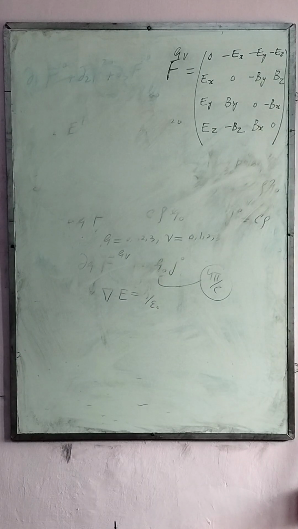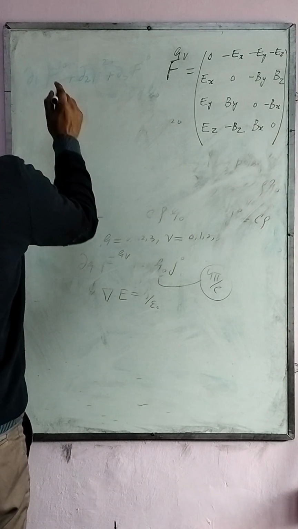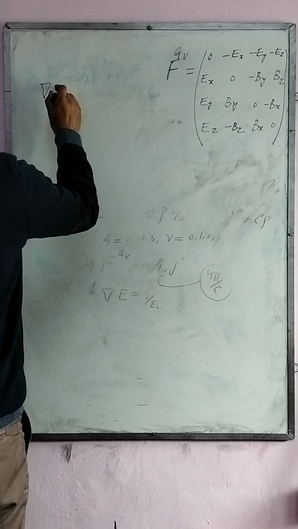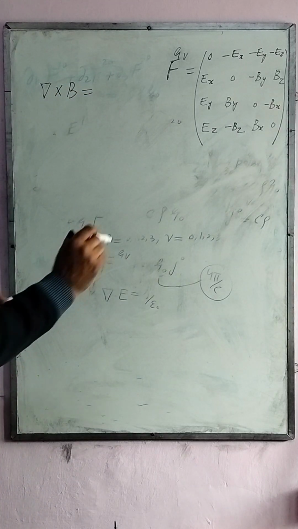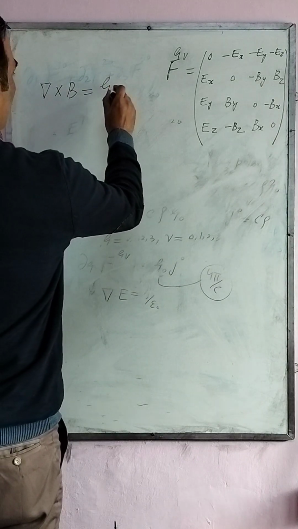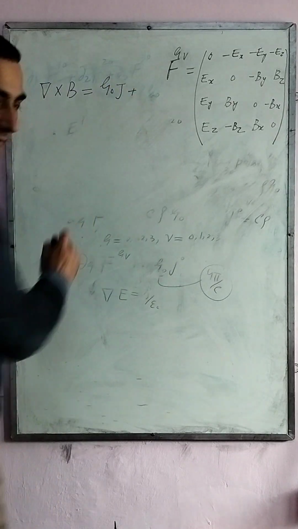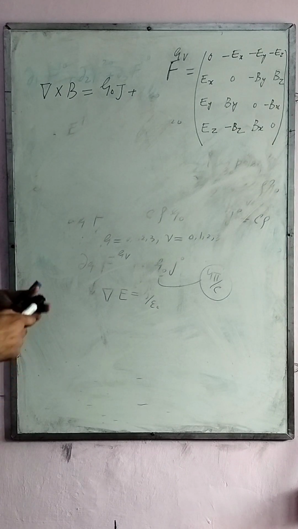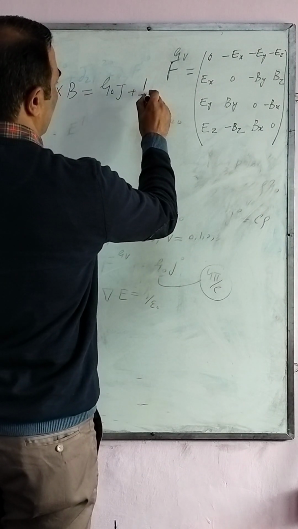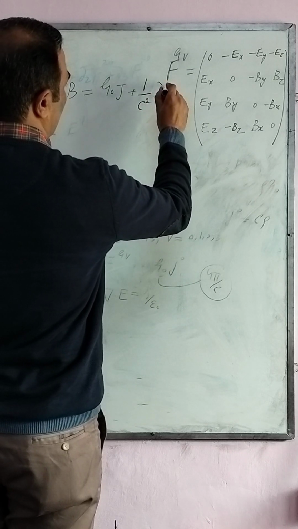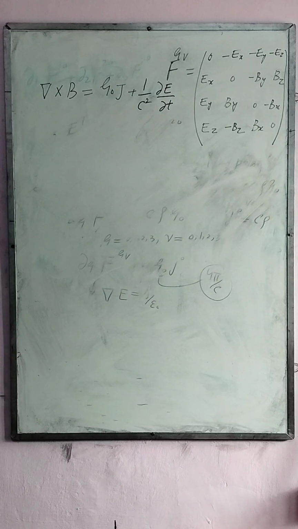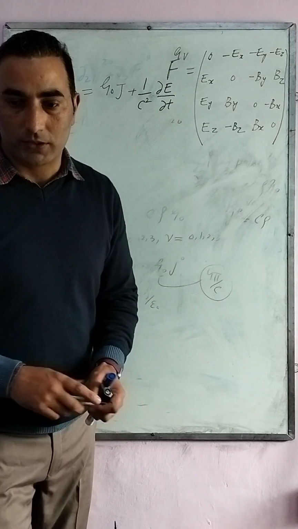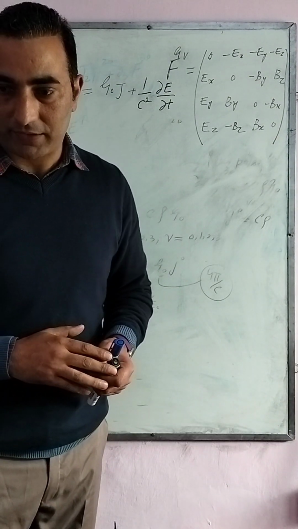Okay, so let's write these equations now, because our Maxwell fourth equation is nabla cross B equal to mu 0 J plus 1 by c square partial E by partial t. So this is Maxwell's fourth equation, which we call the modified form of Ampere's law, right?